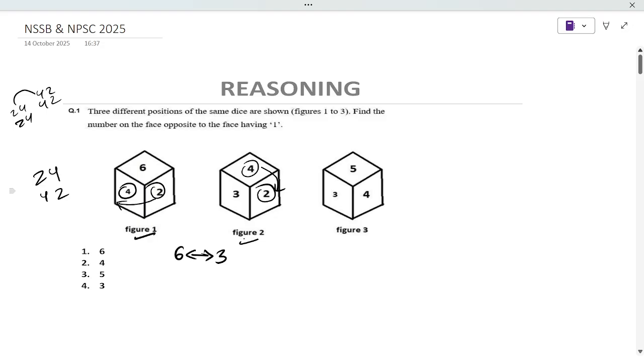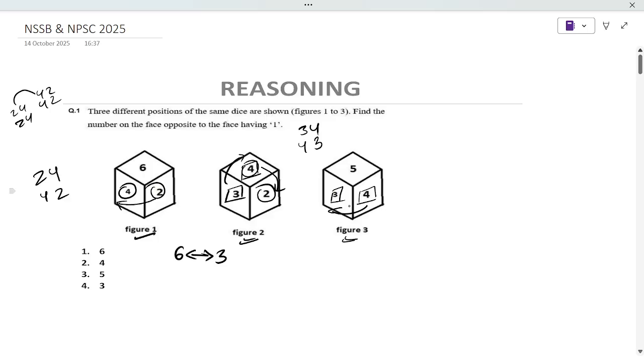Let's check figure 2 and figure 3. Now in figure 2 and figure 3 we again have 2 common, which are 3 and 4. Let's check whether they're from the same dice or not. Clockwise direction, 3 4. Clockwise direction, 4 3. So yes. So figure 1, figure 2, figure 3, they are all from the same dice.